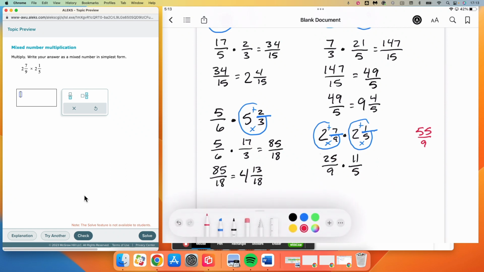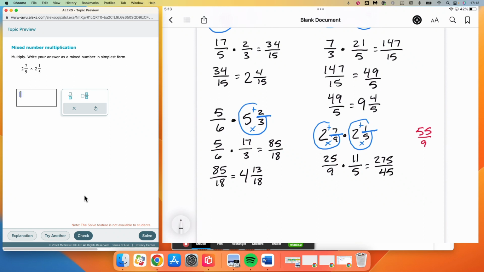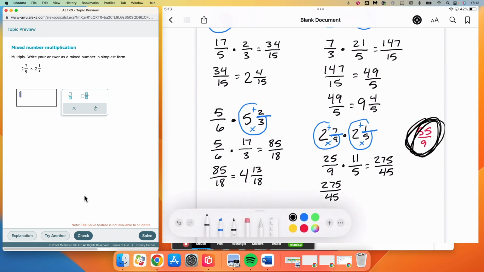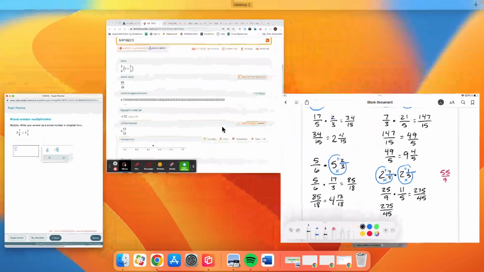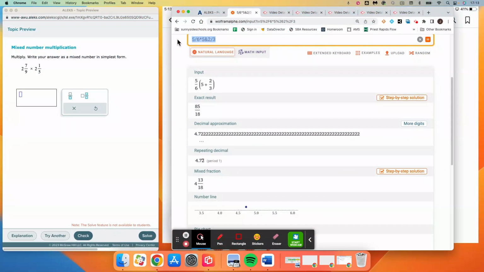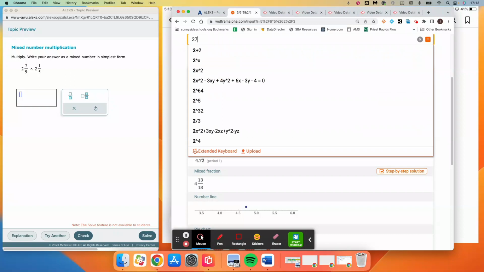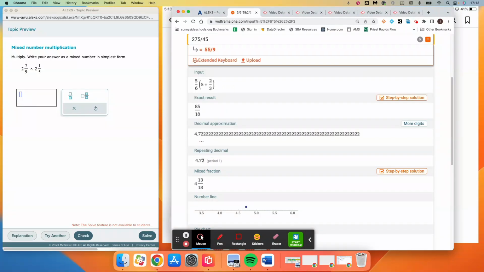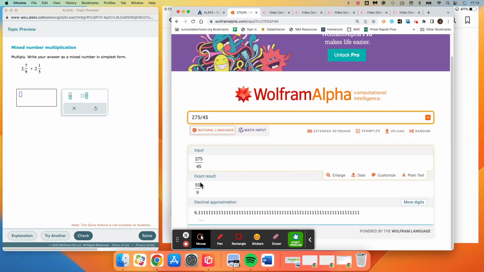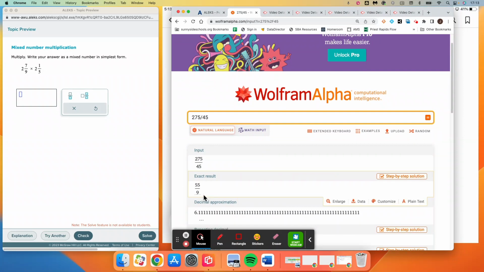I'm going to leave it as it is, and I'm going to put Wolfram to work for me in a minute. So that's going to give me 275 over 45. I'm going to give 275 over 45 to Wolfram, recognizing that I'm going to get 55 over 9. But if I didn't cross cancel and was a little bit stuck and needed some help from my pal Wolfram, I could throw in 275 divided by 45, and we would get 55 over 9, just like with the cross canceling.